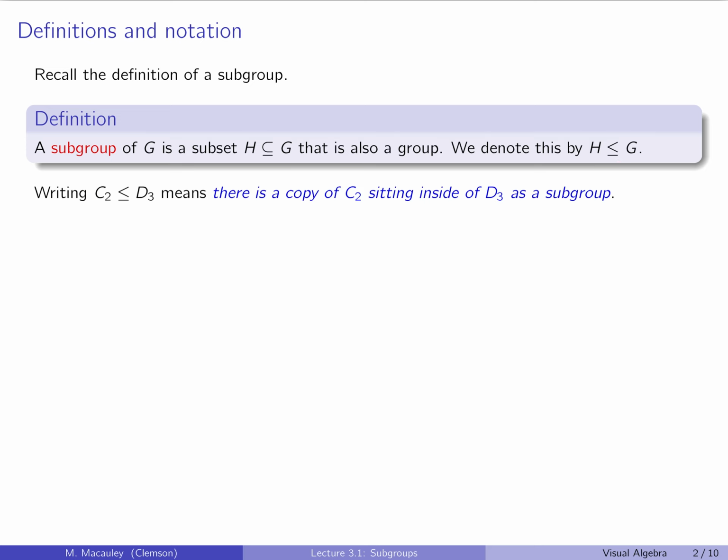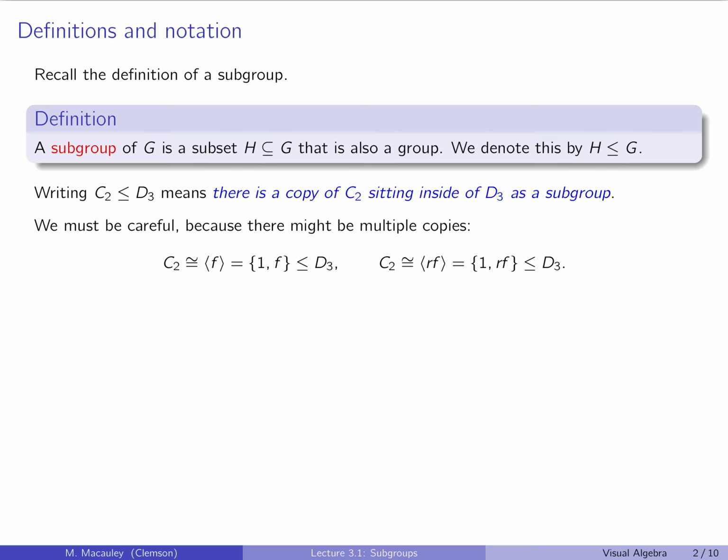If we write C2 is a subgroup of D3, that means there is a copy of C2 sitting inside of D3 as a subgroup. We must be careful, though, because there might be multiple copies. For example, the subgroup generated by F has two elements, and therefore is isomorphic to C2, as is the subgroup generated by RF.